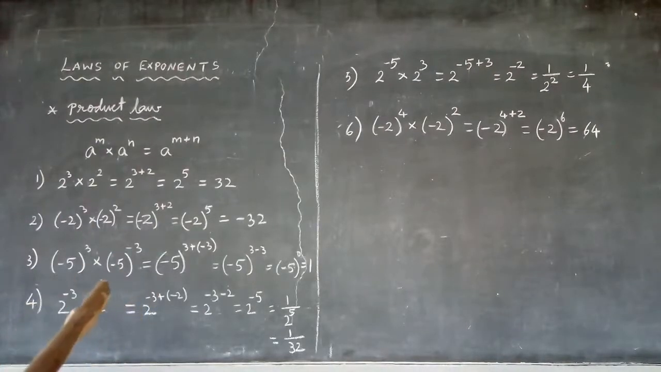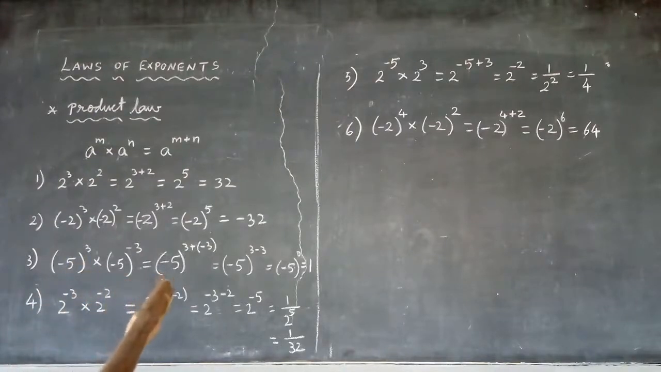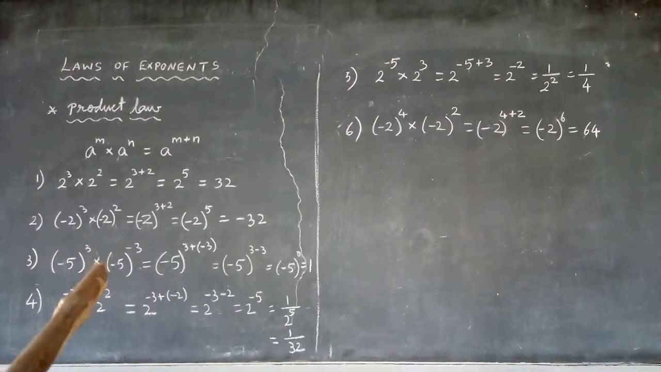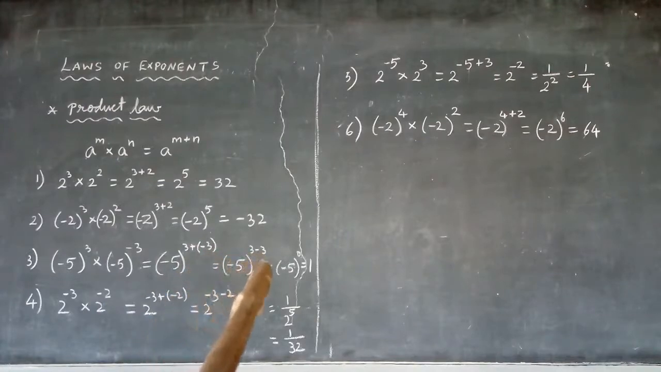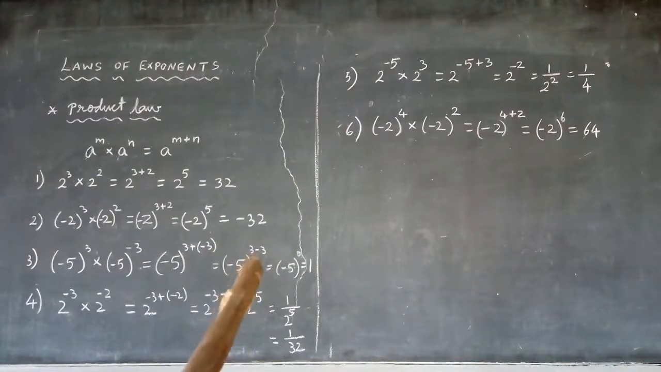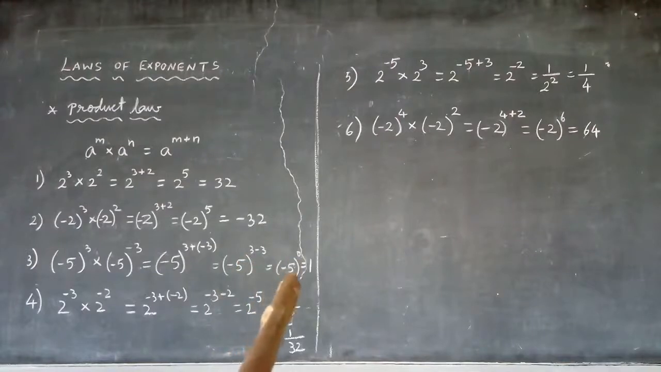See the next sum. We are multiplying, so it is the product law. When we are multiplying powers with the same base, we can add the exponents. So write the base, and we have to add the exponents 3 plus minus 3. Put the minus 3 in brackets, then open it. Minus 5, 3 plus into minus is minus 3. So the same number with opposite sign gives us 0. Minus 5 power 0, anything power 0, the value is 1.